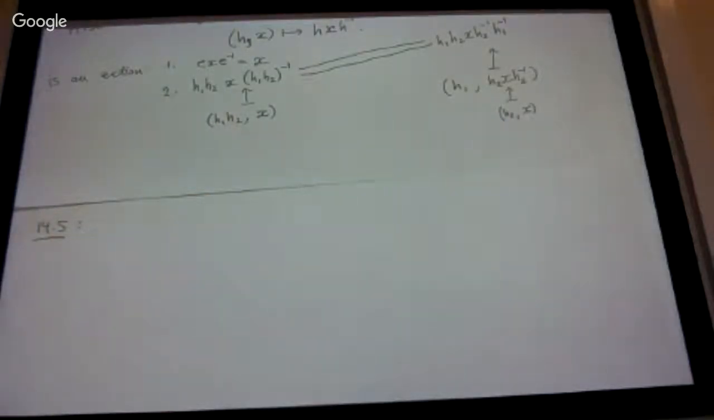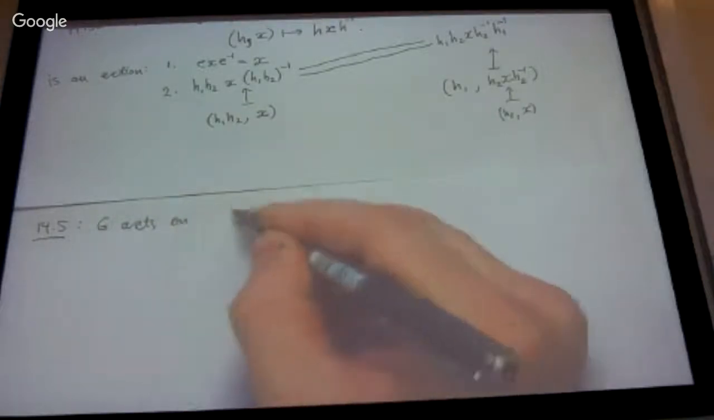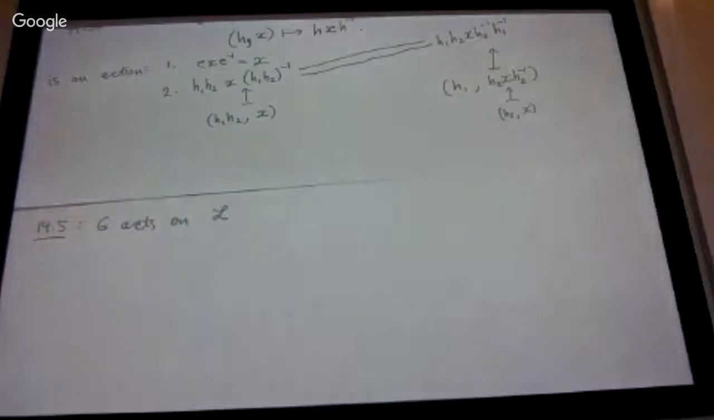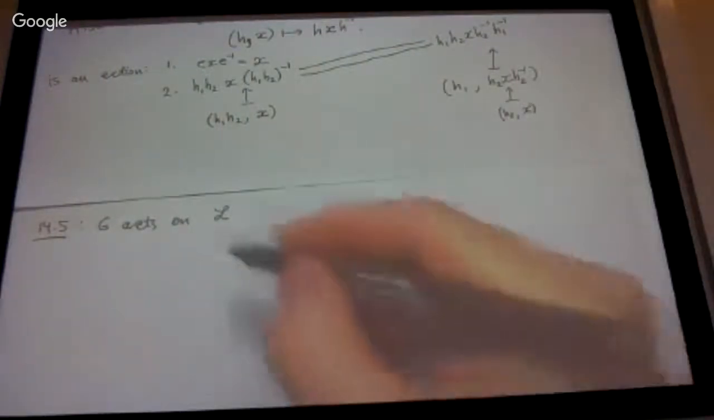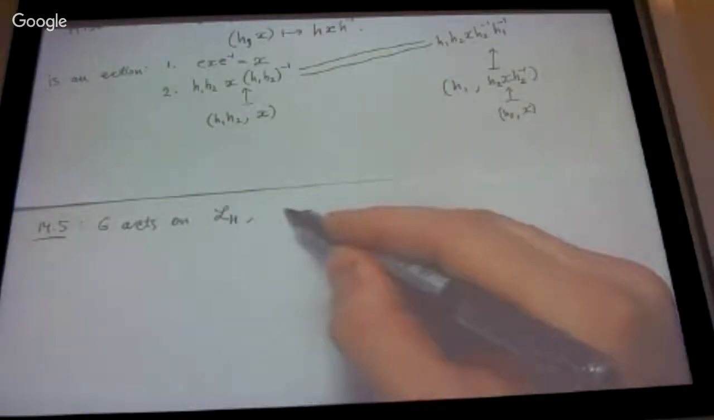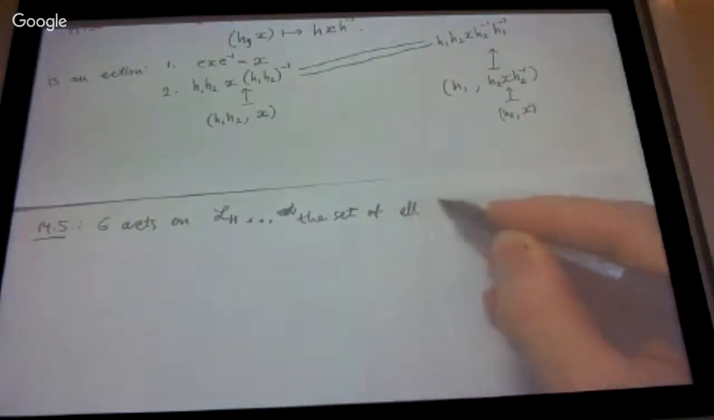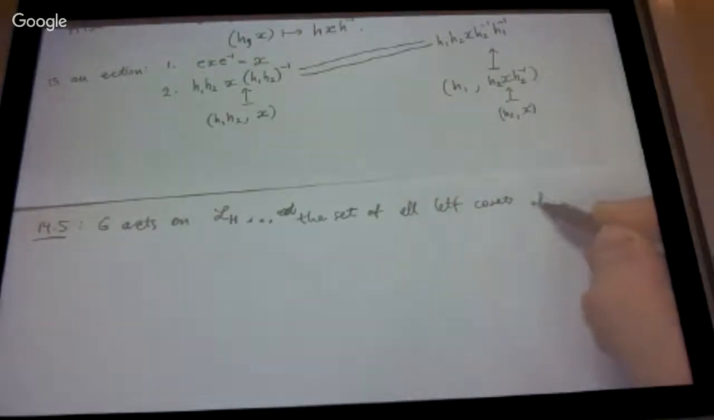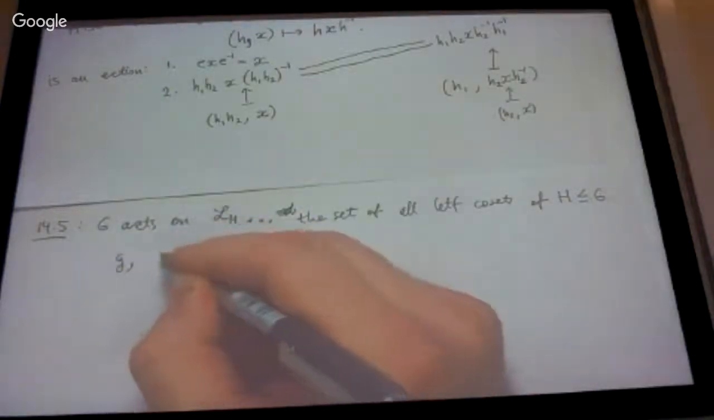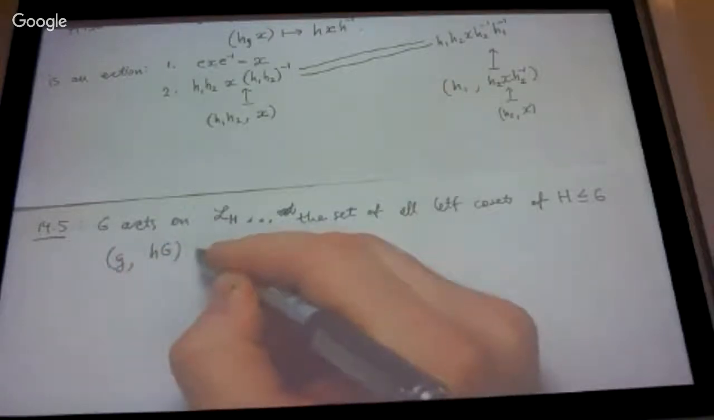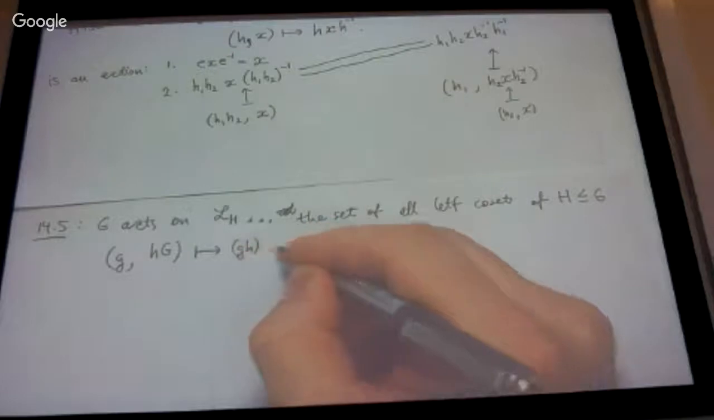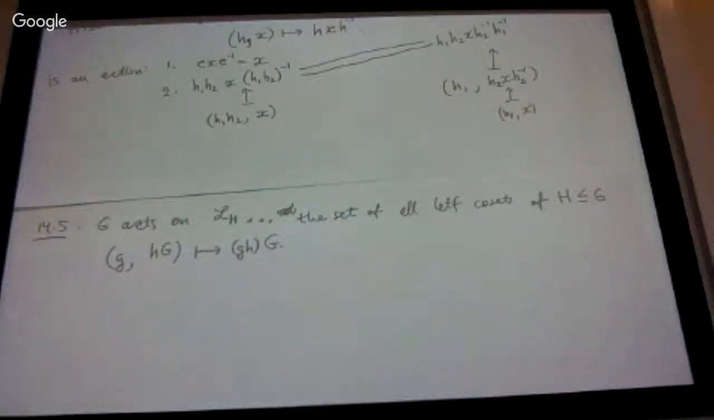What does 14.5 say in the book? G acts on what they call LH, is that right? So this is the set of all left cosets of some subgroup H. So again, if you get an element of G and the left coset, which is HG, well, it wouldn't make sense to assign anything else than the coset of the product GH.